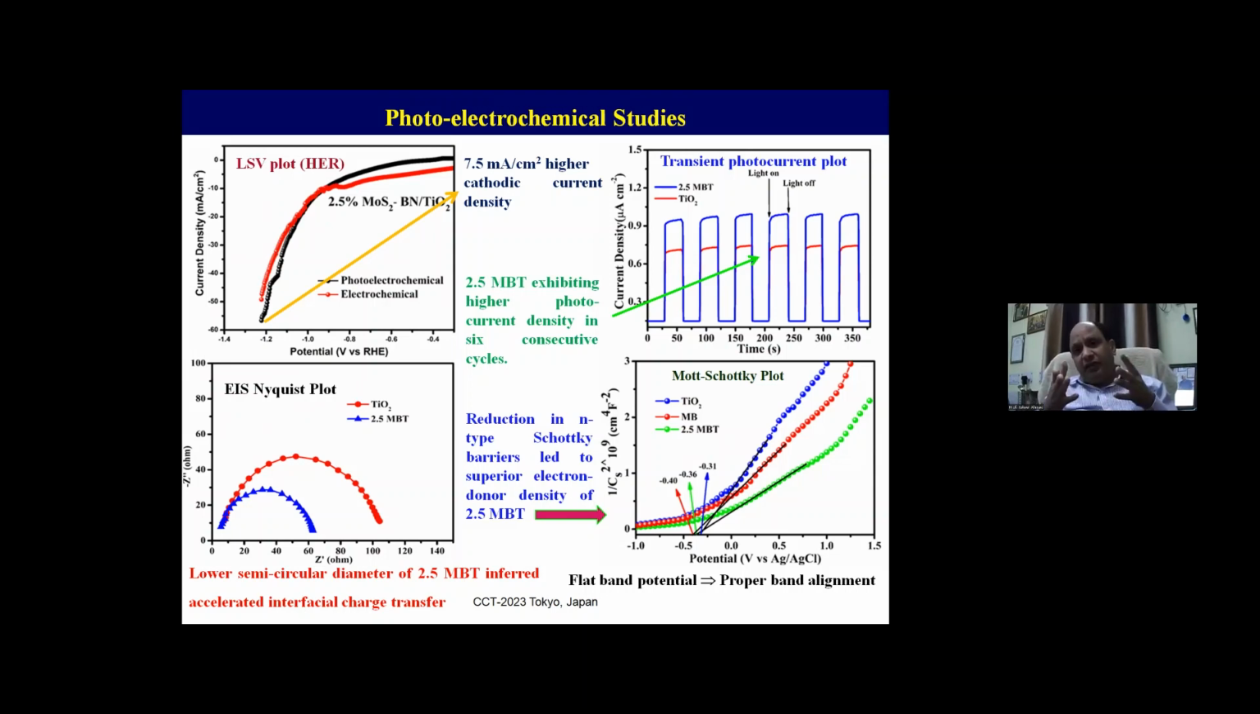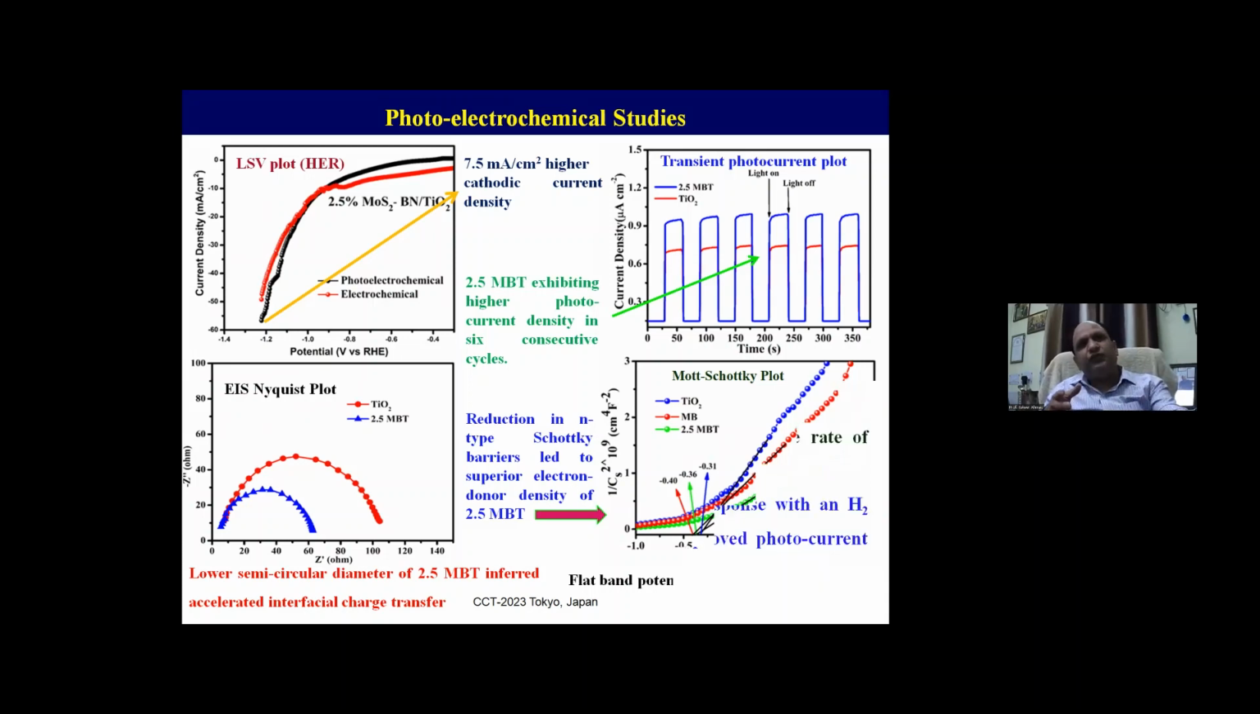And here you can see the last plot, which is the Mott-Schottky plot, which shows the flat band potential of all the compositions for the proper band alignment. And here we are able to show that the 2.5% molybdenum sulfide, boron nitride loading over TiO2 could show the proper band alignment, as we have shown in the band structure mechanism too.